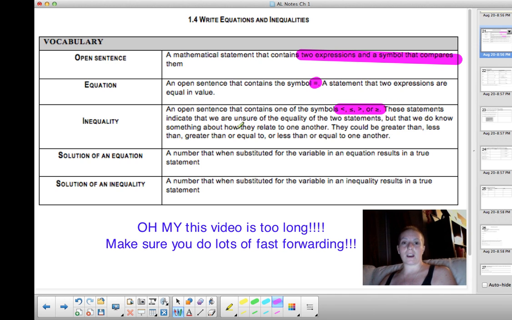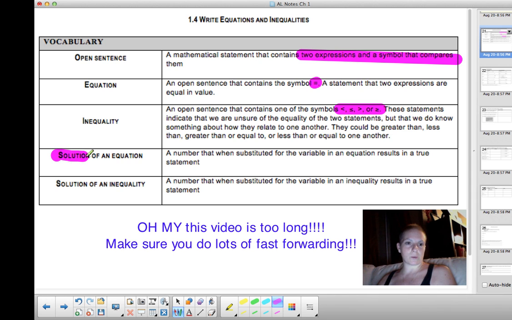These statements indicate that we're unsure of the equality of the two statements. We do know something about how they relate. So when we think about that phrase, it's really saying that one could be bigger or one could be smaller. They might be equal, but we really just know about one comparison. We're not entirely sure. The second part of this section deals with the word solution.